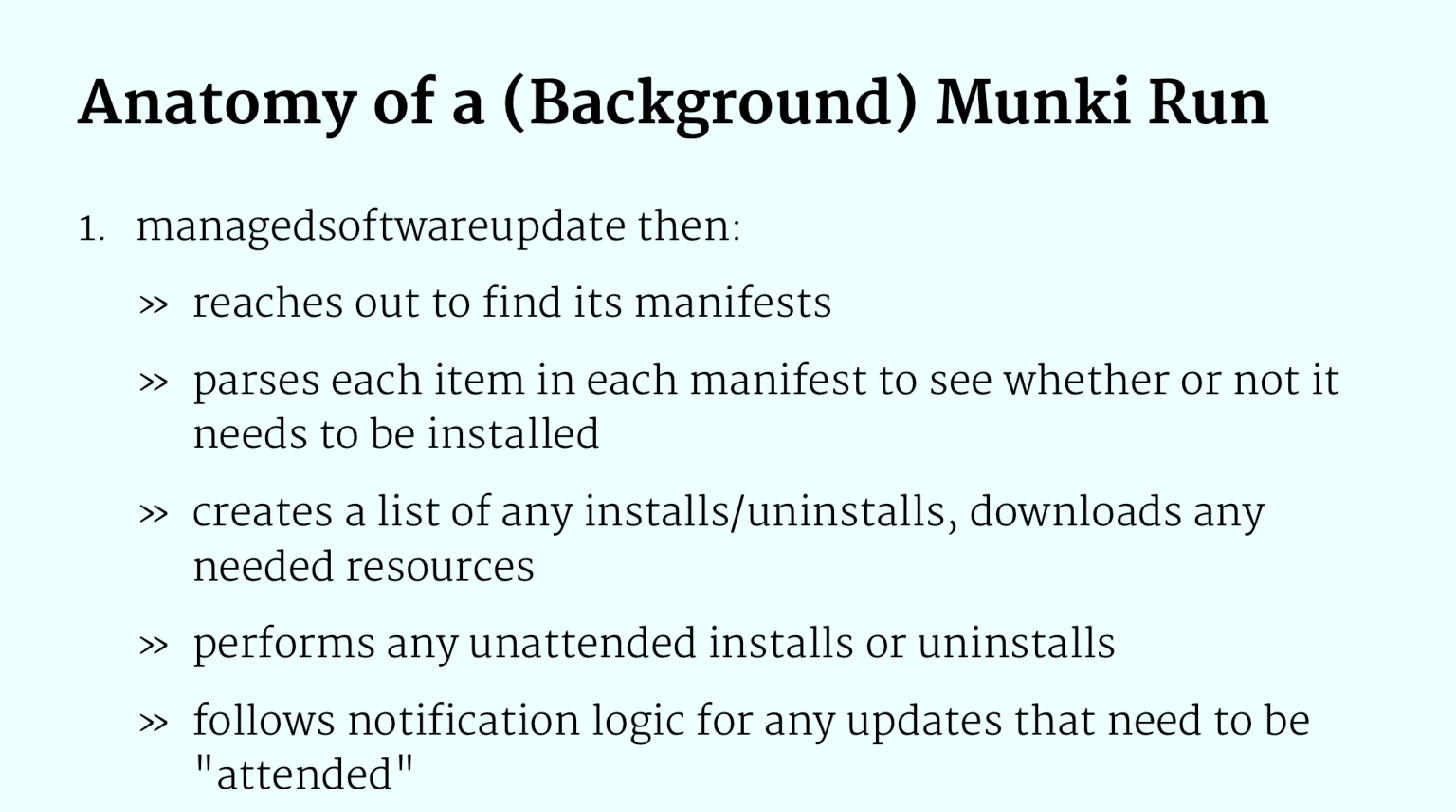It's going to look through each item in that manifest in those 4 sections. It's going to create a list of any installs or uninstalls, and it's going to download anything it needs to do that, whether that's a script or a package or a disk image or whatever it needs. It's going to do any unattended installs, so software that gets installed in the background, or uninstalls, software that gets uninstalled in the background, and then it'll follow the notification logic for any updates that need to be attended to.